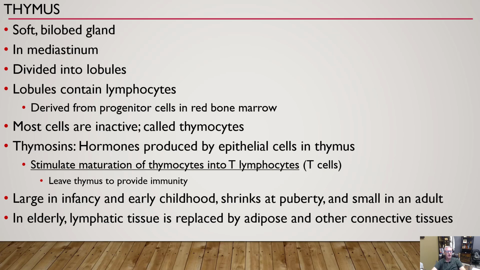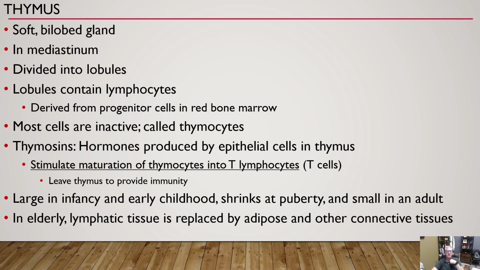All right, your thymus. Your thymus is a soft gland. It has 2 lobes to it. It's going to lie in your mediastinum, more like at the upper portion between your lungs, right here in the upper part of your chest.